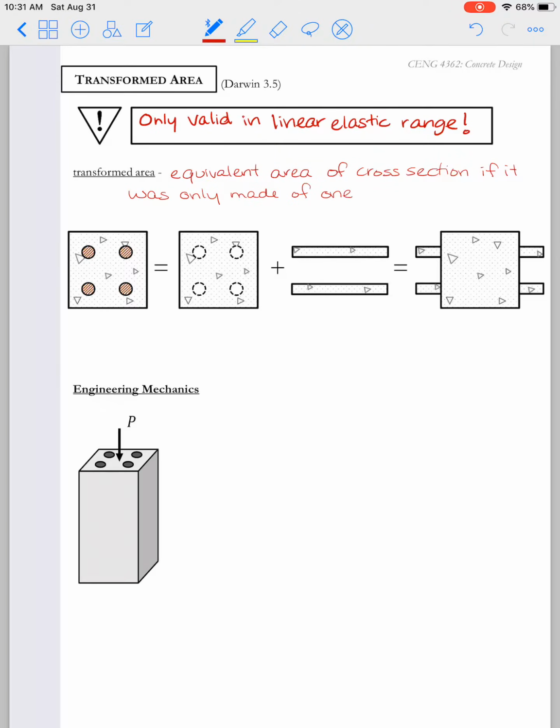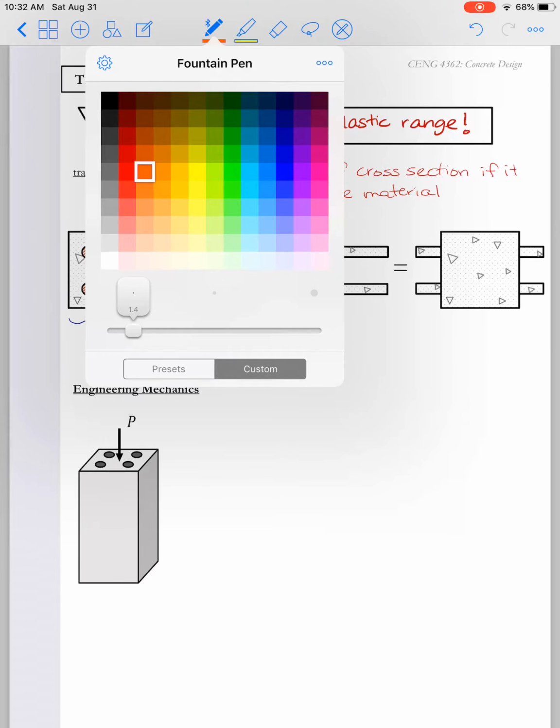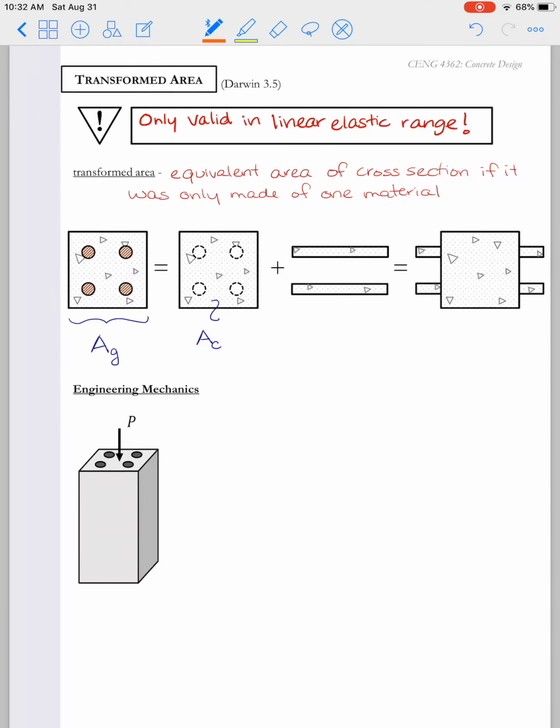Now, when we approach this in reinforced concrete sections, what we do is we transform the steel into an equivalent area of concrete. So we're going to take our total reinforced concrete section, or we call this the gross area. This is A sub G. And what we're going to do is transform the steel. First we have to take the steel out of the reinforced concrete section, and we're left with just the area of the concrete.